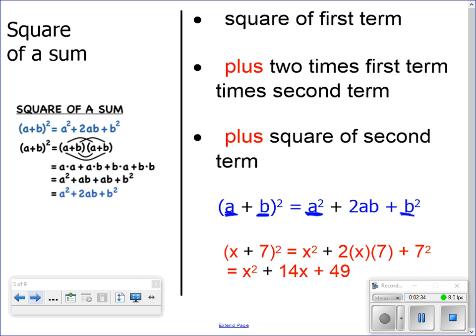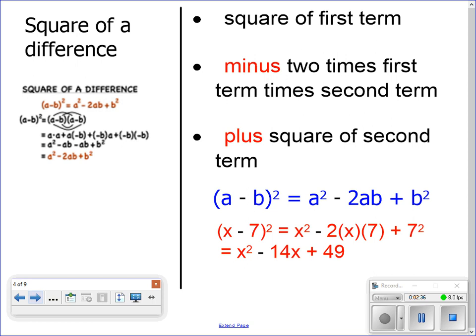Now our second special product is when we square a difference. The special thing about squaring a difference is it's the same exact thing as what we just did. It's the same thing as squaring a sum. The only difference is that instead of the middle term being added, the middle term will be subtracted because our binomial is subtraction.